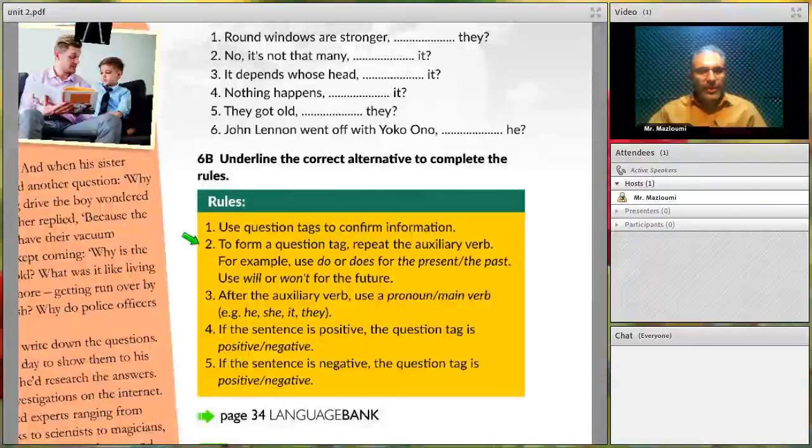Number 2, to form a question tag, repeat the auxiliary verb. You know, am, is, are, was, were, do, does, did, have, has, had. For example, use do or does for what? For the present. Use will or won't for the future.